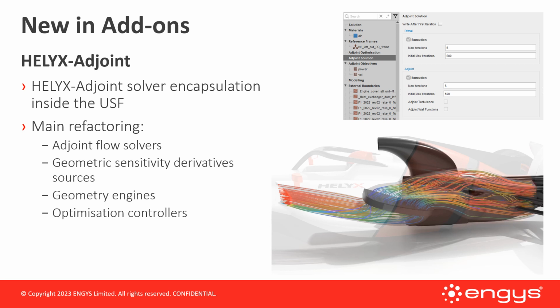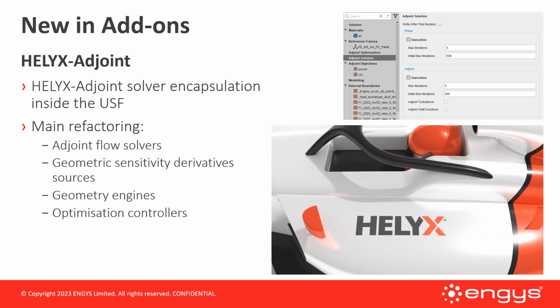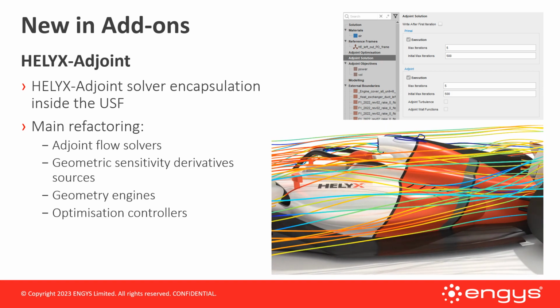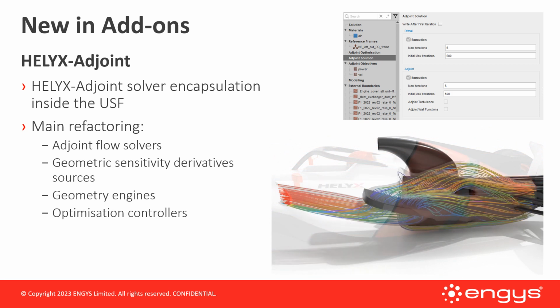Adjoint solvers are solver objects that can be used together with the existing primal solver objects for the computation of sensitivity derivatives of one or more objective functions. The adjoint solver objects consist of adjoint flow solvers, geometric sources, geometric engines, and optimization controllers.